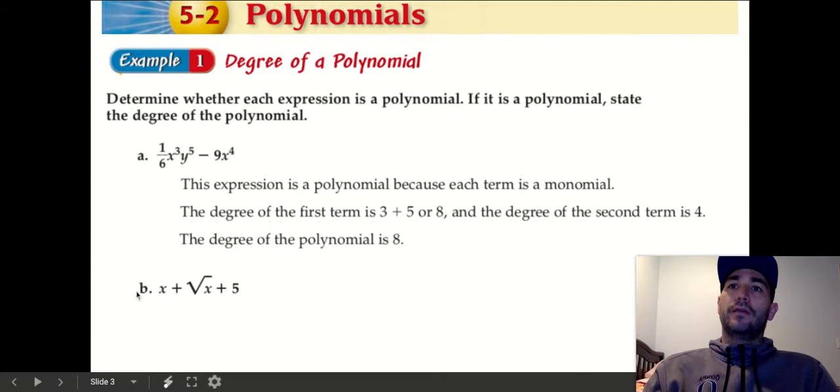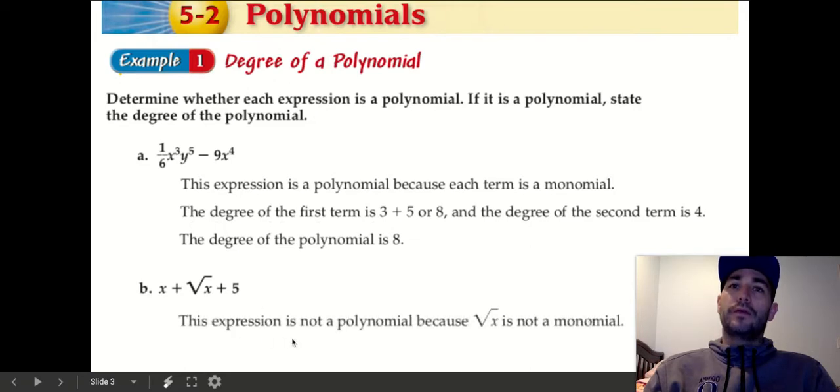And then let's take a look at b here. So b would be x plus the square root of x plus 5. This one would not be considered a polynomial because the square root of x is not a monomial. Remember, a monomial cannot have a variable under a radical. Technically, x is a monomial and 5 is a monomial, but since the square root of x is not a monomial, the whole thing is not considered a polynomial.